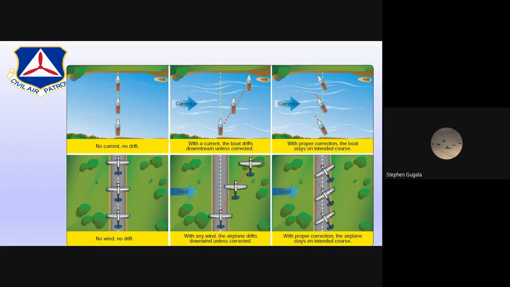So again, course is where you want to go. Track is where the airplane's actually going, depending on how you've pointed it and whether or not there's wind acting against you. And the heading is the direction that the aircraft is pointed, but not necessarily the track that it's flying.